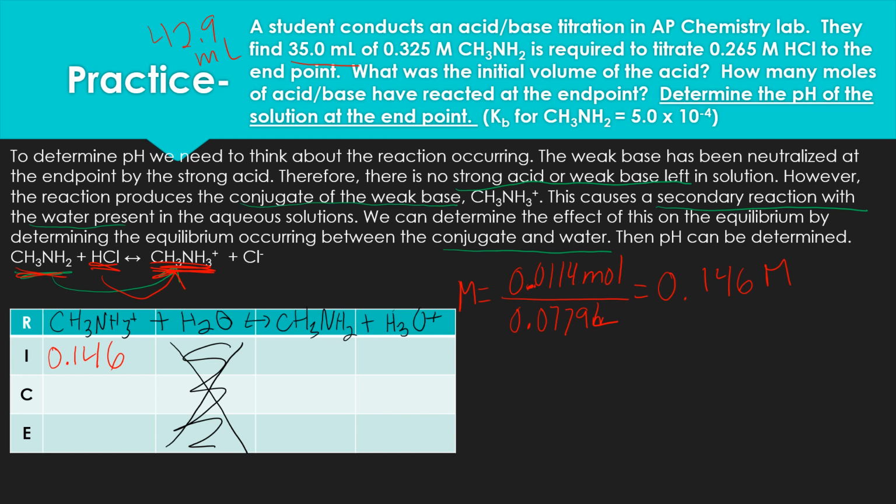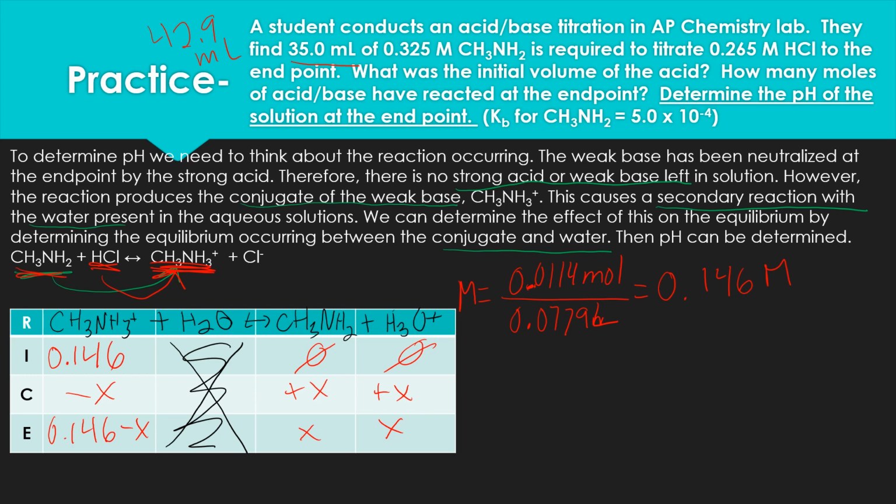And then it's going to react to form these, but they start as 0. Now, we don't know how much is reacting. We're going to use X, X, X, and we bring it down. So 0.146 minus X. Okay, so first we write our reaction. So our conjugate, our product, plus water, what does it make?